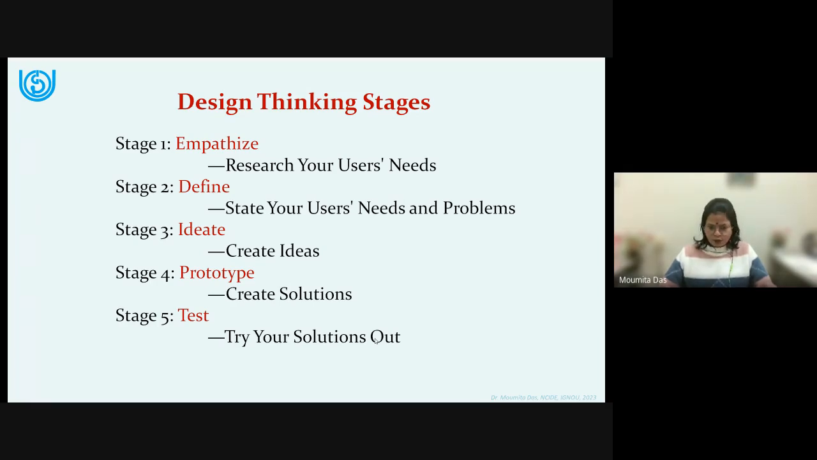The next step is the prototype. After you have ideated, you have to create solutions. So you prepare an inexpensive, scaled down model of what you want to actually develop. Okay, this is called a prototype. And then you test it out. You take the prototype and go to your target customers and see if it really works, if it is accepted, and you test its reliability, you test its sustainability, and again keep improving. So these are the 5 design thinking stages.